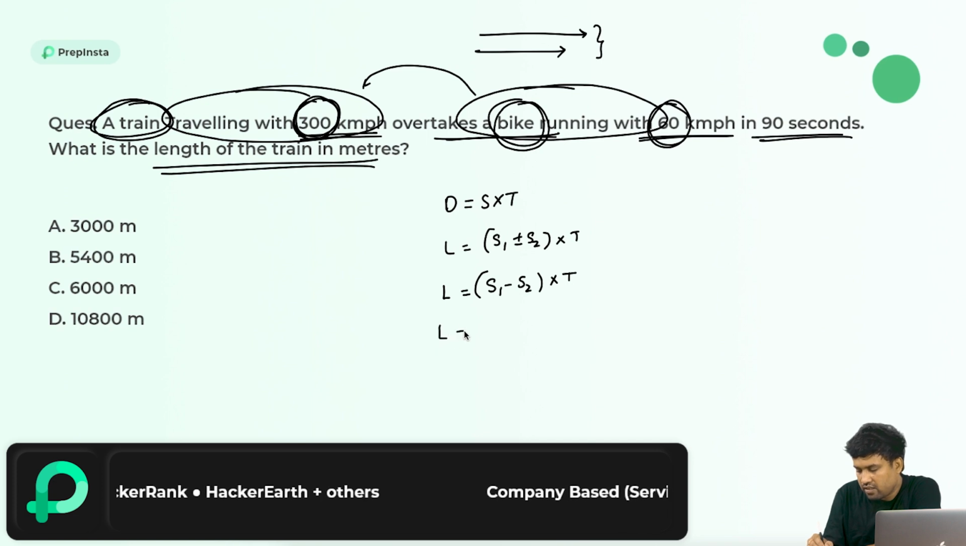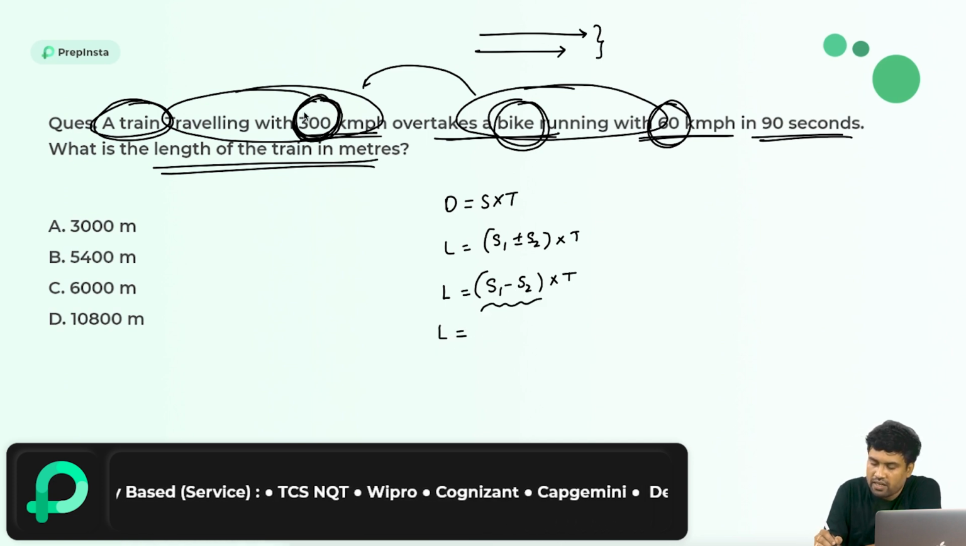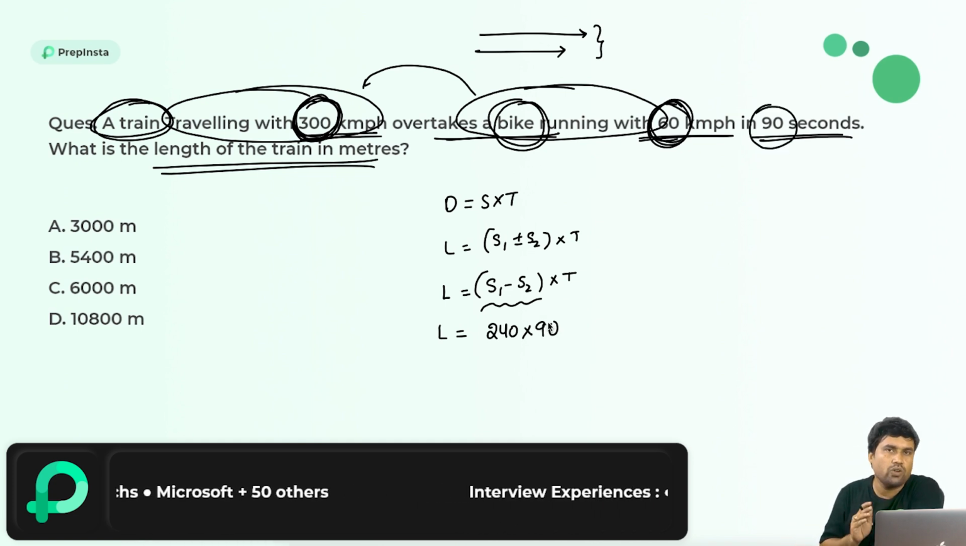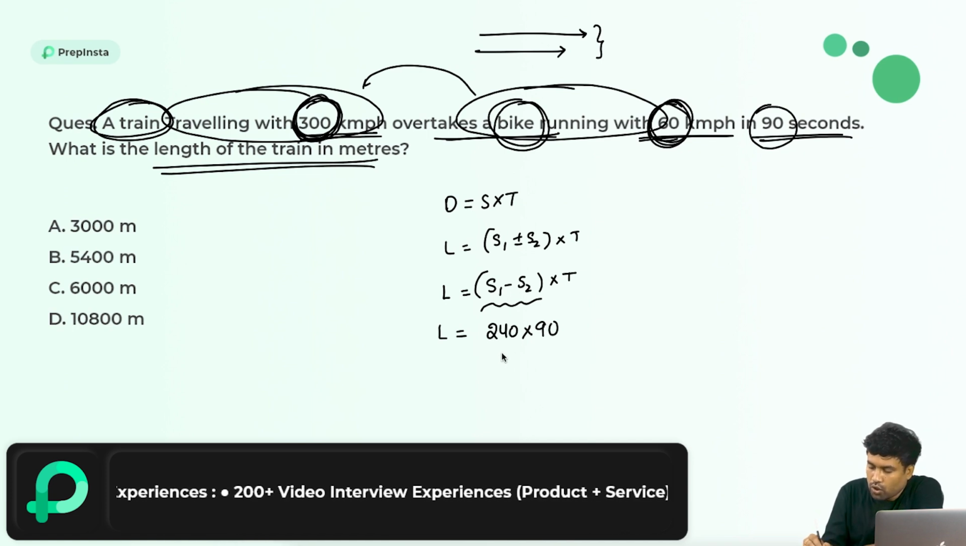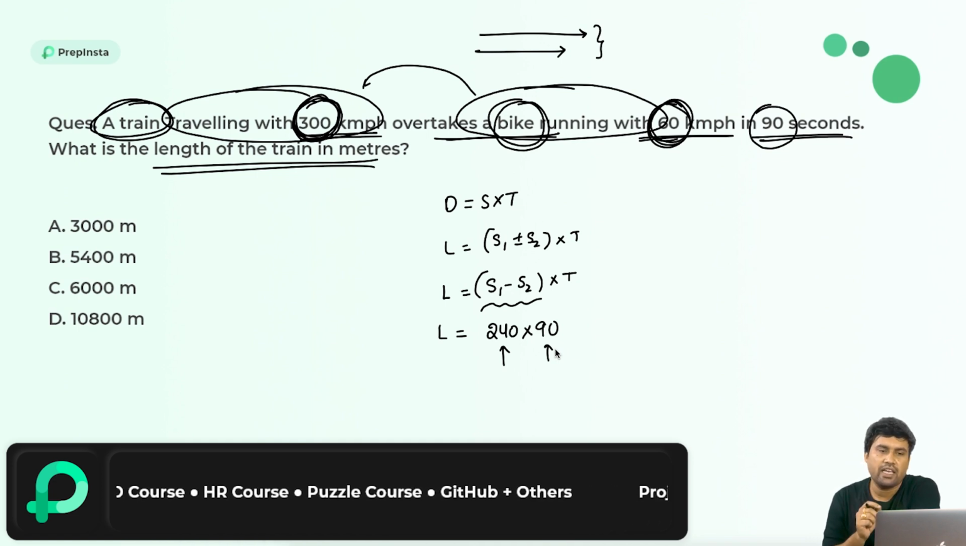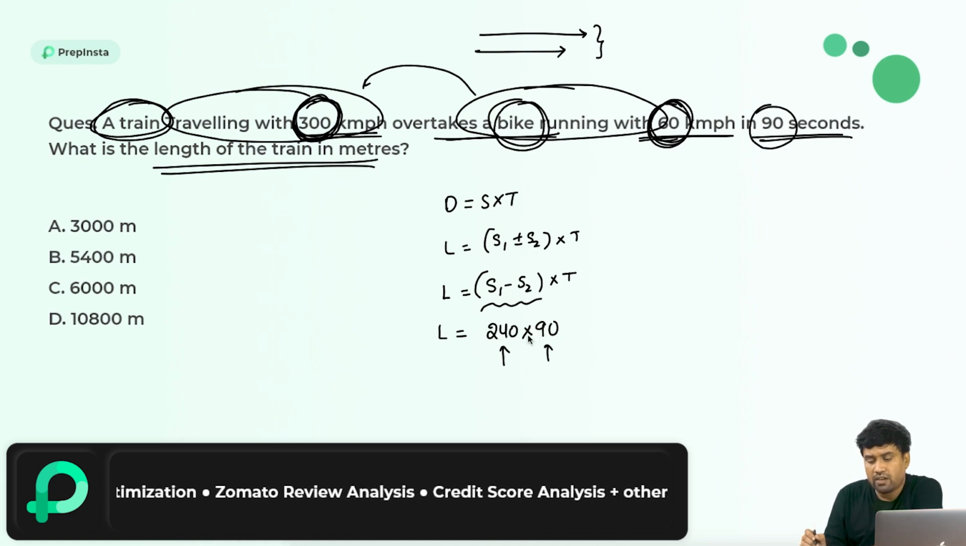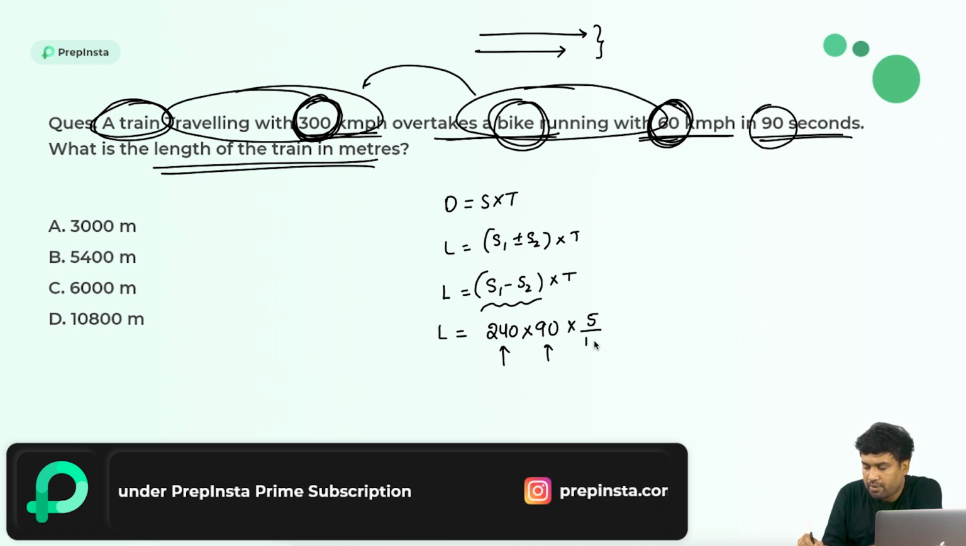So simply, the train length is equal to the difference between their speeds: 300 km per hour and 60 km per hour. The difference is 240 km per hour, and the time taken is 90 seconds. If you start multiplying like this, you will end up with the wrong answer. Why? Because 240 is km per hour and 90 is seconds. You can't multiply different parameters in the same formula. So always remember, either you have to convert seconds into hours or kilometers per hour into meters per second. It's better to convert into meters per second, so you multiply with 5 by 18.